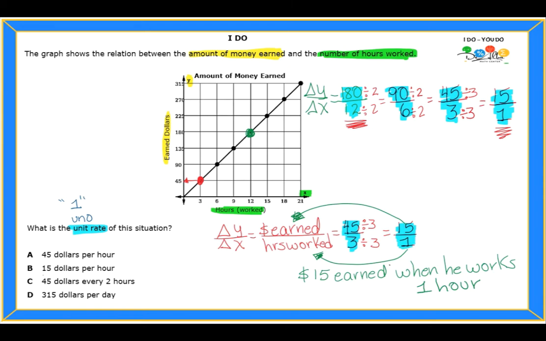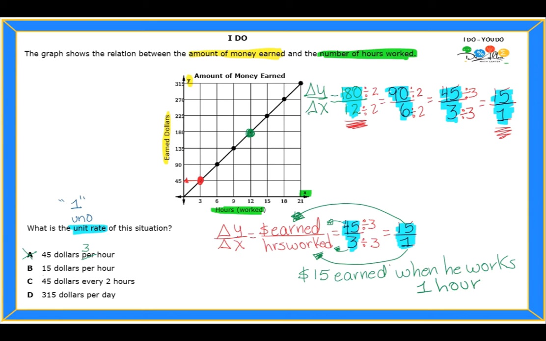So look at the answer choices. It says $45 per hour. Is that right? No, the 45 is actually $45 for 3 hours, which is one of the first ones that I have here. $45, that's how much he earns if he was to work 3 hours. So no, this would be for 3 hours.